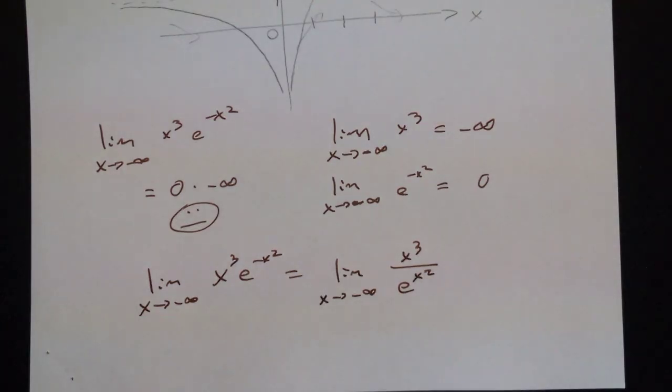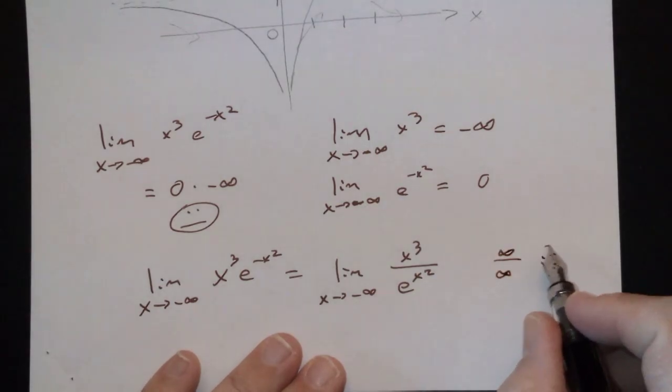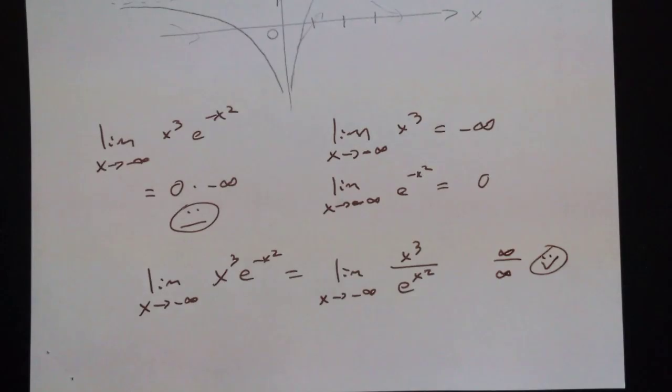Now, we know that the top of this is going to minus infinity. As x gets larger and larger and larger, what is happening to the denominator? E to the x squared. X squared is now positive. So I think of e to the x squared, that's going this way on the graph of e to the x. That's going to infinity. Yay! Out comes my buddy L'Hopital's rule.